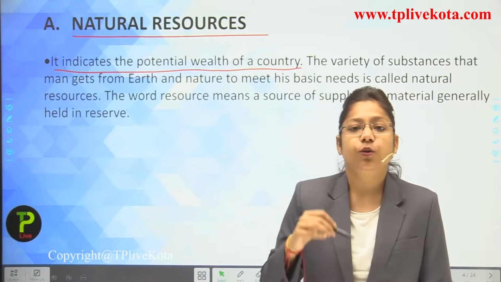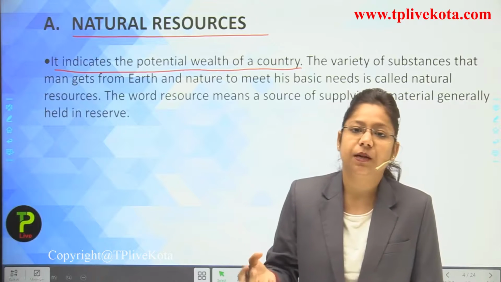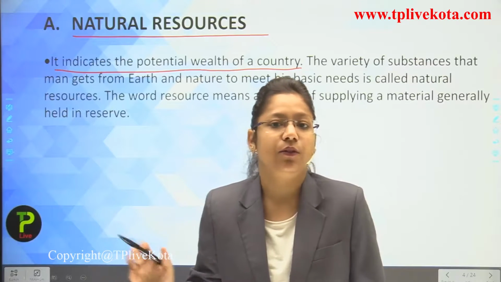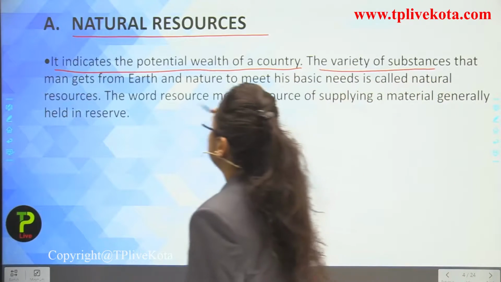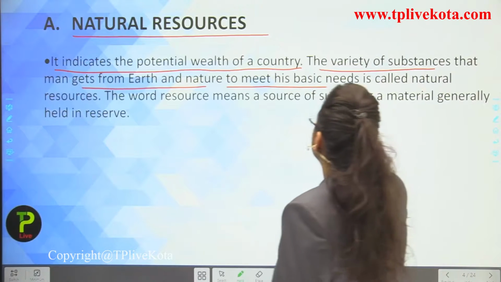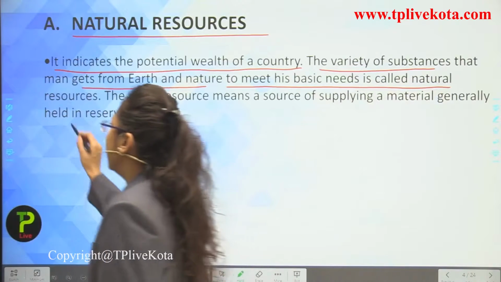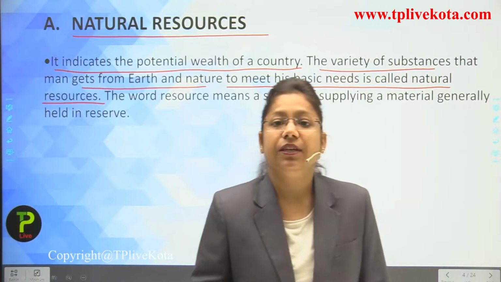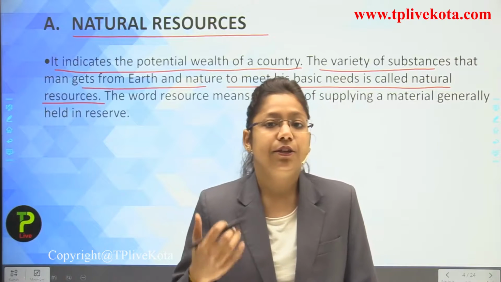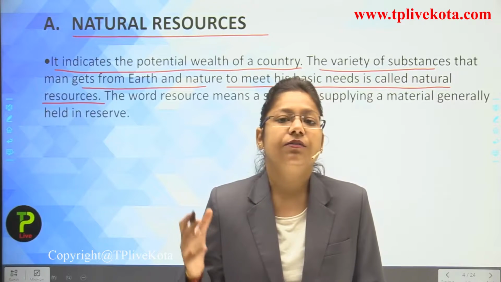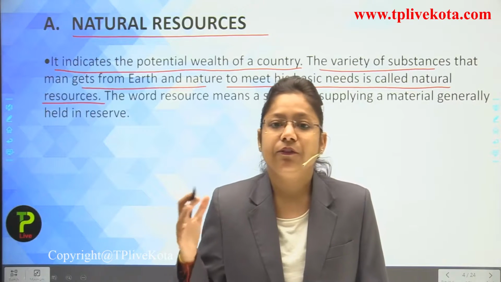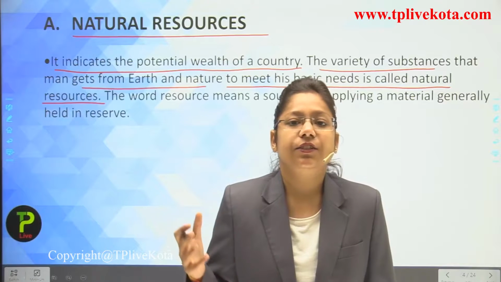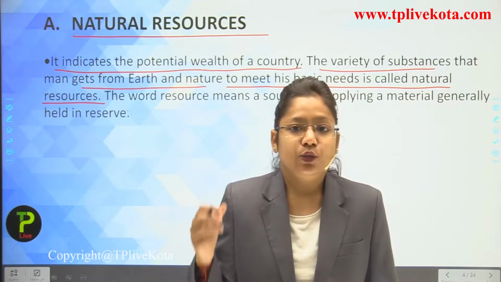How? Because if the total amount of fossil fuels like coal and petroleum which are present around us are pure and we are using them, then we are representing the wealth of our country. Next, the variety of substances that man gets from earth and nature to meet his basic needs is called what? Natural resources. Natural resources are totally obtained from the earth's crust, and we are getting them in a natural way and using them to fulfill our needs. Why? Because we are using vehicles, so we are putting fuel in them, and fuel we get from nature. Okay, so certain things which are present inside nature are useful for us.